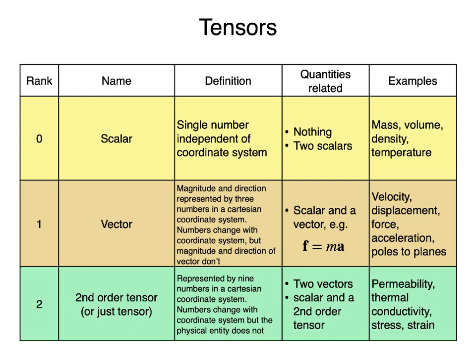Tensors of rank 2, or second-order tensors, are often referred to as just tensors. They are represented by 9 numbers in a three-dimensional Cartesian coordinate system. The components change with the orientation of the coordinate system, but the tensor does not. Deformation and displacement gradients, permeability, stress, and strain are examples of second-order tensors.